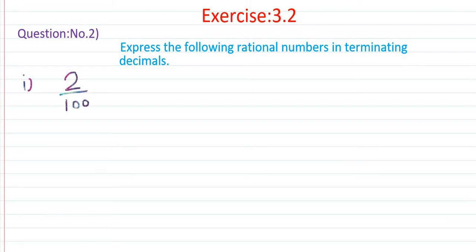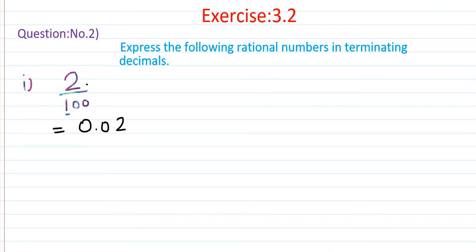You have to learn one thing here: if a number is divided by zeros like 10, 100, 1000, 10,000, 1 lakh, all are zeros with a 1, then the point moves from right to left. It moves as many digits as the zeros we are dividing by. Two zeros are dividing this number, so the point moves two digits, and the answer will be 0.02. This is the answer, 0.02.